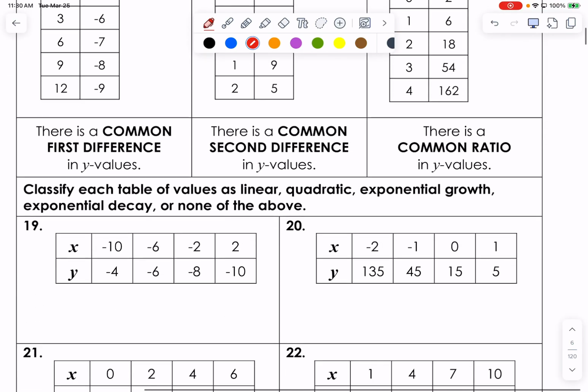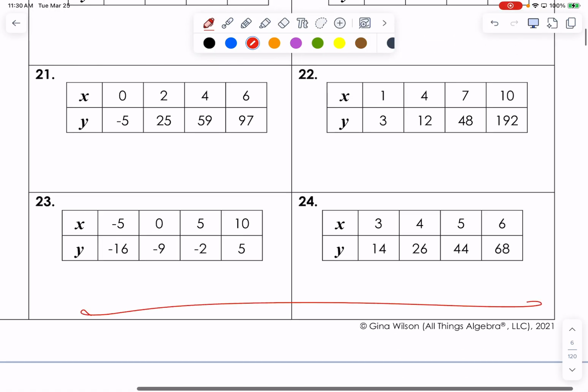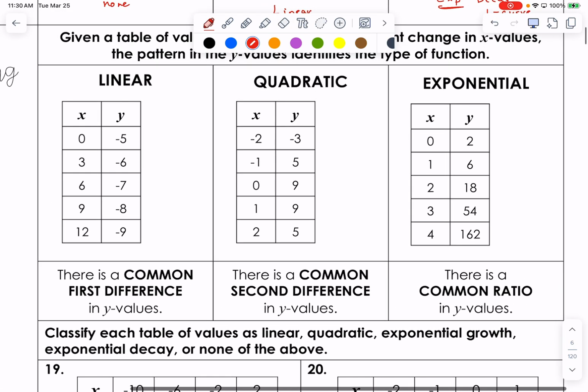All right. Last thing, and then this is your homework. I'm only going to have you finish up to page 24. I'll do 3 with you. Okay? Now remember, guys.